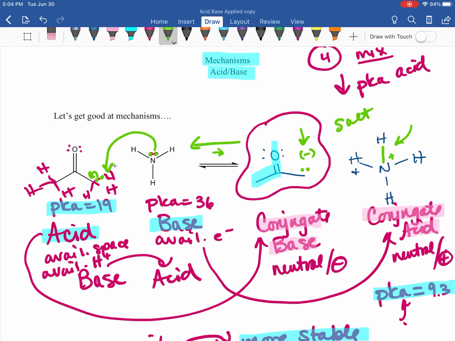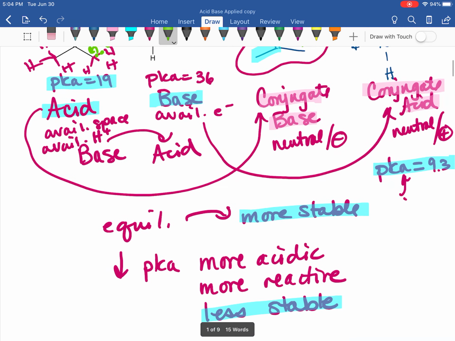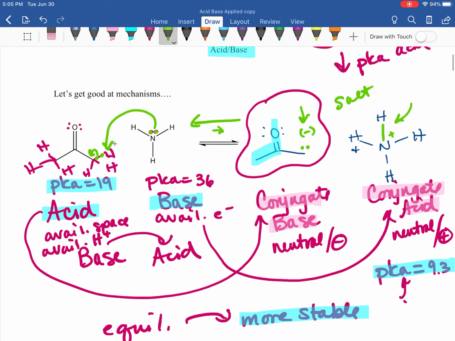Remember, that's not a factor of 10. This is a log scale. This is much larger than that. That is a factor of tenfold. All right, that is 10 to the 10 different. That is a lot different. That means that reaction is very much favored in this direction. Okay, that's going to be important.